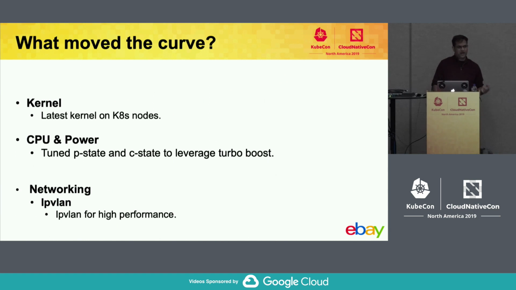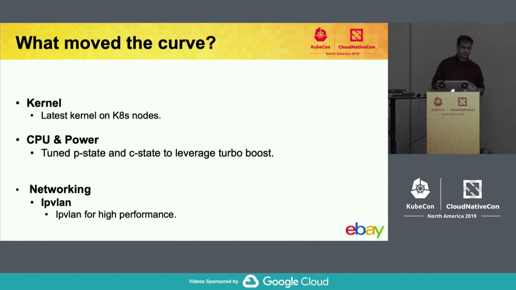We then disabled the IRQ balancer on the node. This is to make sure we disable the hardware interrupts. This did not move the curve either. Then we set out to tune our P-state and C-state parameters to enable the turbo boost technology on the bare metal. This actually helped us move the curve significantly higher.